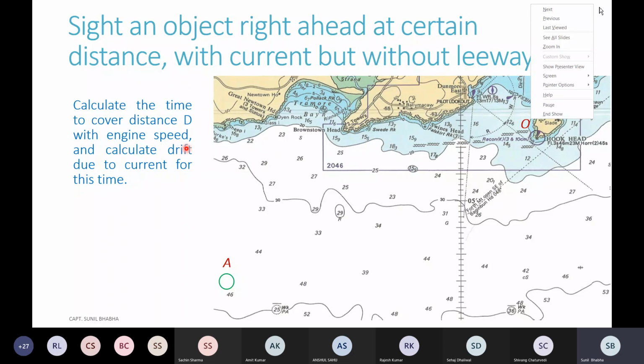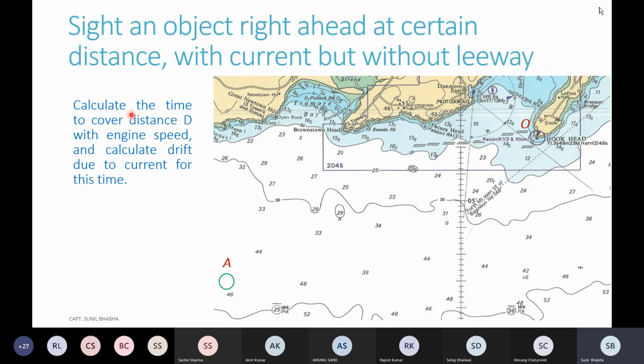So what we have done till now is they had given us a certain distance off at which this lighthouse should be right ahead. So we just calculated how much time do we require to cover that distance using our engine speed. So whatever time we calculate, the drift of the current is to be calculated for that particular time only. So this is what we have done till now. Let's move ahead.